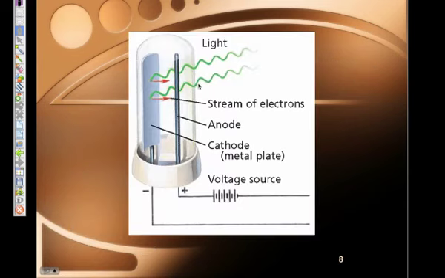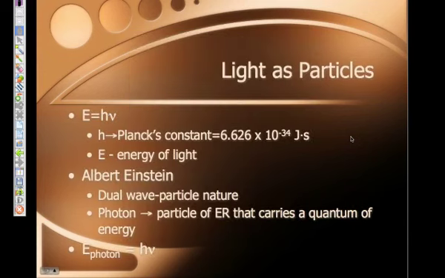So here the light is striking this metal, and there's an anode here that's collecting or seeing how much electron is being produced, because it's hooked up to some voltage source, so it can measure how many electrons are being produced. And so that's how they studied this.